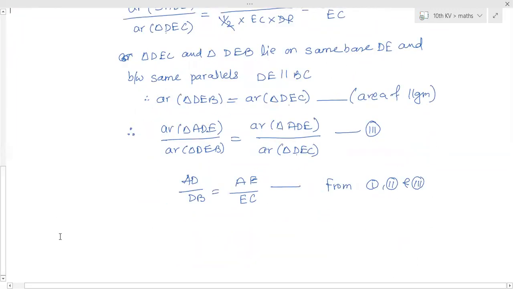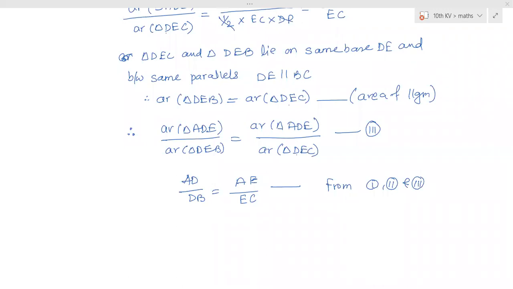Now, the converse of this theorem. What is a converse theorem? Converse means any theorem in a converse form, exactly the reverse order. Now we go the opposite way.